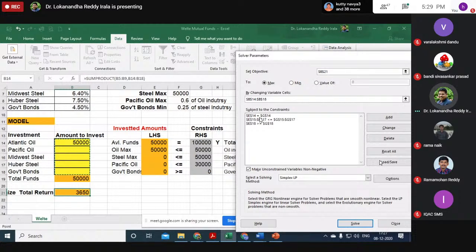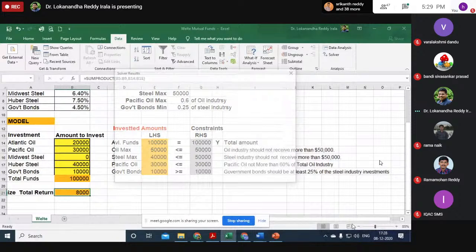Subject to the constraints, the first constraint is this should be equal to this, and the second constraint is that these three should be less than or equal to these three things. And the third constraint is the government bond should be more than or equal to G18. That means more than 25% of whatever I invest in the steel industry. G18 is what I am investing in the steel industry. Then I solve it.